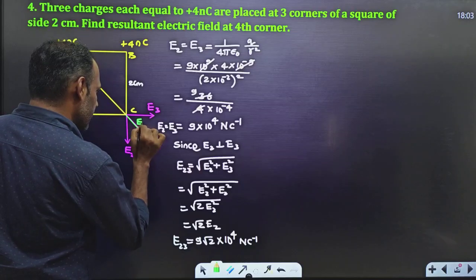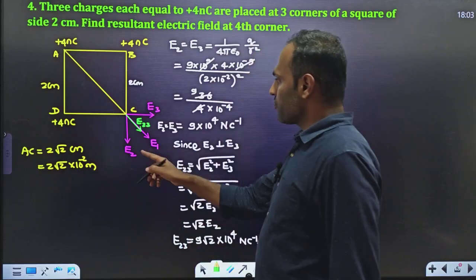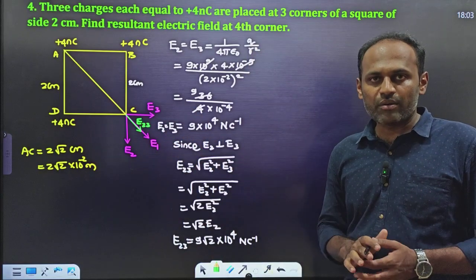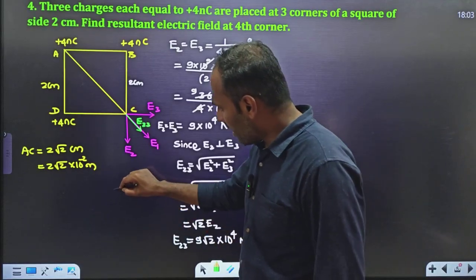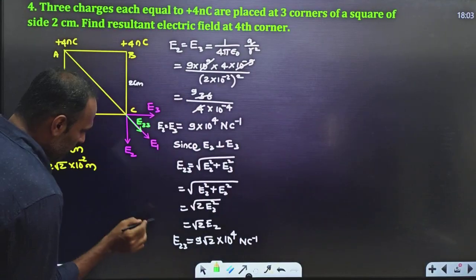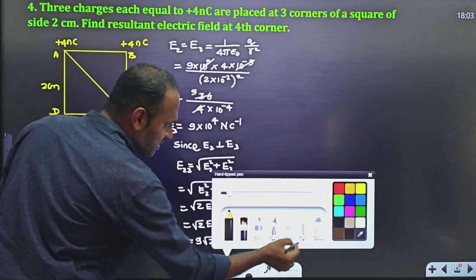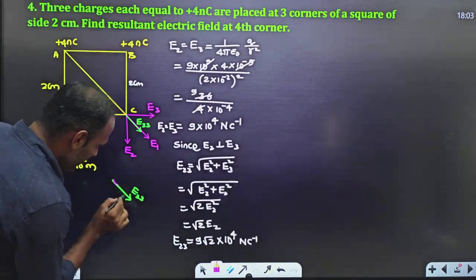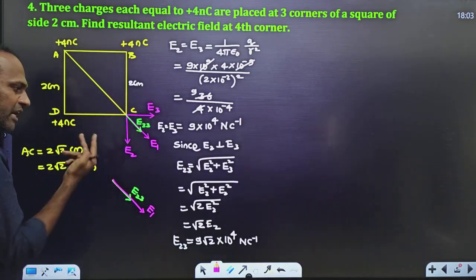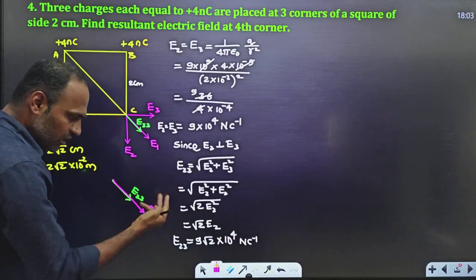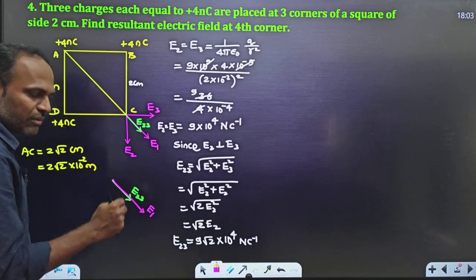Since you have found the resultant of E2 and E3, you forget E2 and E3 now. What are we having? We are having only two vectors now. One is E23, and another one is E1. These both are in the same direction. You forget E3 and E2 now, because you have found the resultant of that. Now only E1 and E23 are remaining. These both are in the same direction.